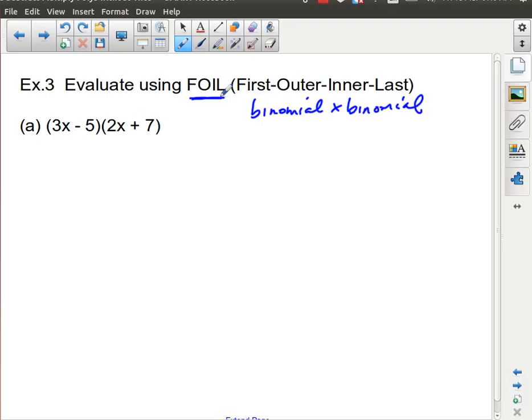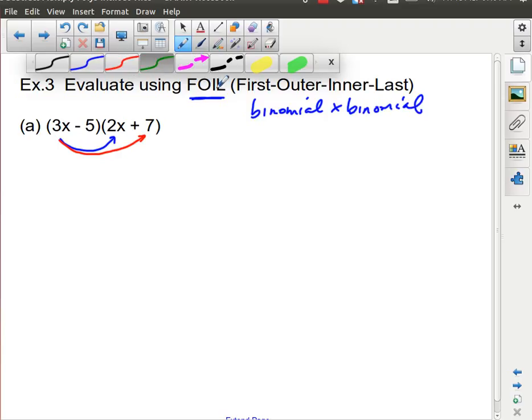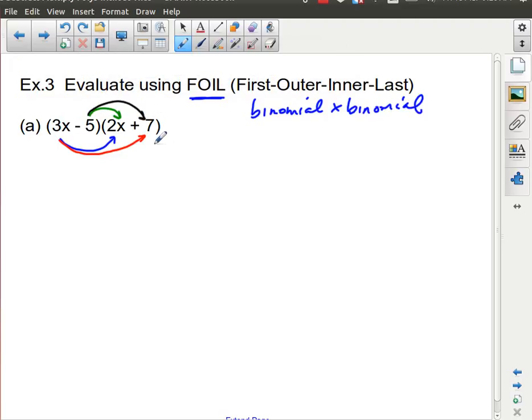So the way FOIL works is we do first, so that's the first terms of each bracket. So first term times first term. And then we do outer, the outer terms of each bracket. So that's the first term of this one and the last term of this one, the ones that are as far apart from each other as possible. Then we do inner. So the inner ones are the ones that are as close to each other as possible. And then we do the last terms. So the last terms of each bracket.